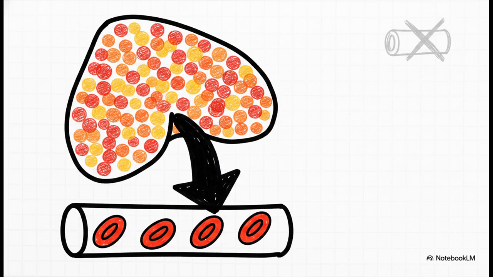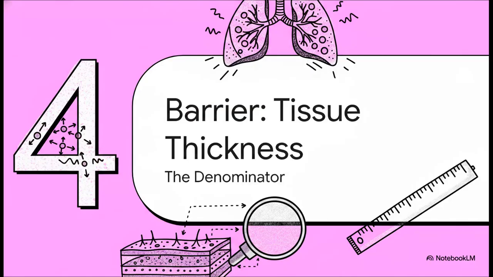Gases naturally want to flow down their gradient, from high pressure to low pressure. So the more oxygen you have in a well-ventilated alveolus and the less oxygen on those returning venous red blood cells, the steeper the gradient. And a steep gradient forcefully drives oxygen into the blood. But if a patient can't ventilate properly, that pressure gradient is ruined, and diffusion literally stalls out. Definitely keep this variable in your back pocket, because manipulating this specific gradient is one of our absolute best tools in emergency medicine.